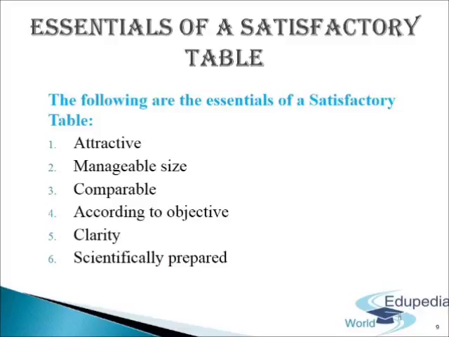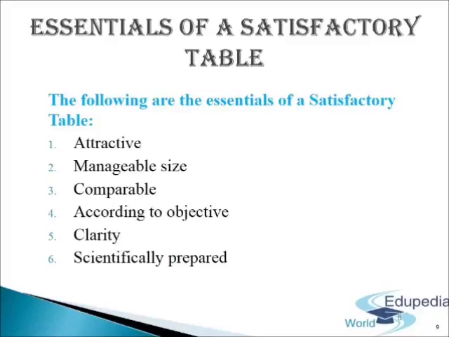Too much detail should not be given in a table. If the table is too large, it becomes confusing to the eyes and there is great difficulty in following the lines and columns at a glance. If more details are to be given, then a number of small tables should be preferred to one big table. So it should be simple and compact.